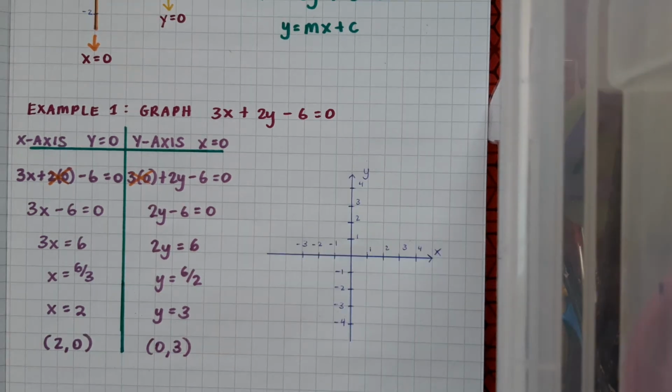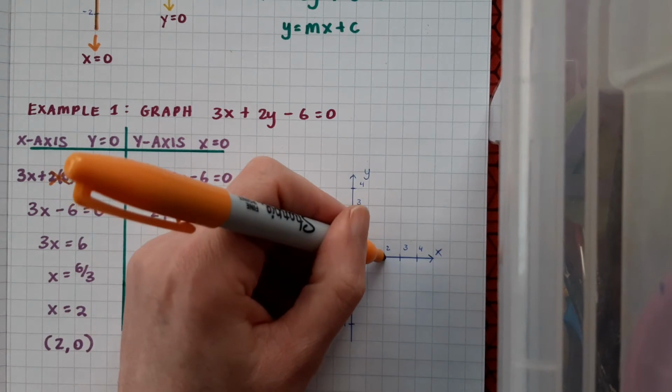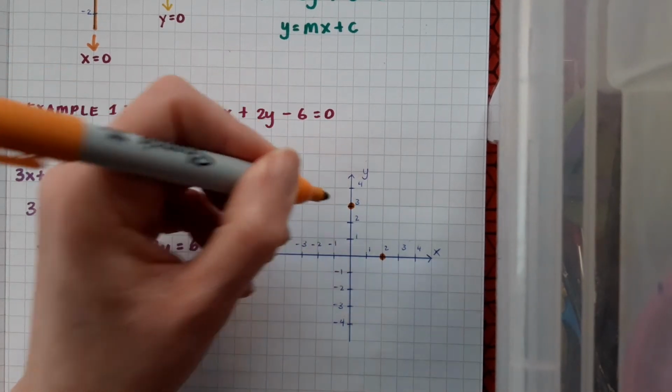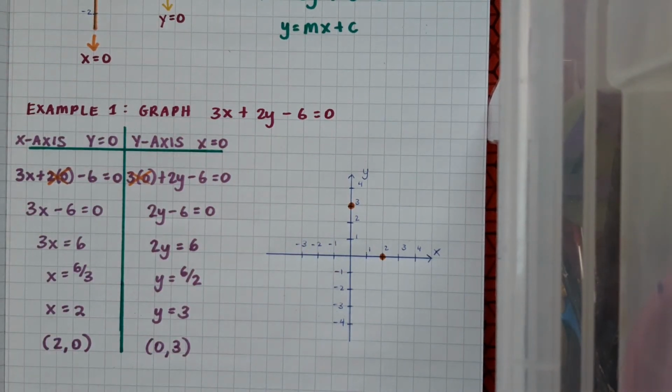So I've got my xy plane drawn, I've got my 2 points, I need to mark them in. So on the x-axis, first of all, I'm going to mark in the point 2, 0. So there it is. And I'm going to mark in the point 0, 3 on the y-axis. So there's that point. And then to finish up, all I have to do is just join those 2 points together. And there's the graph of my line.